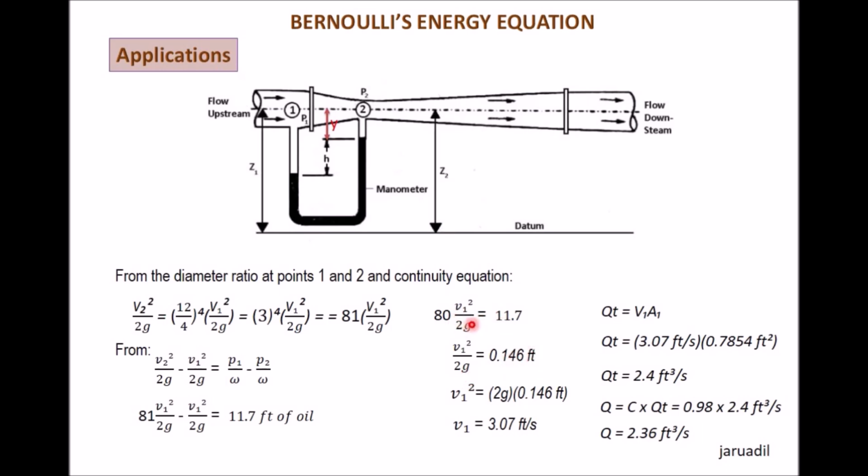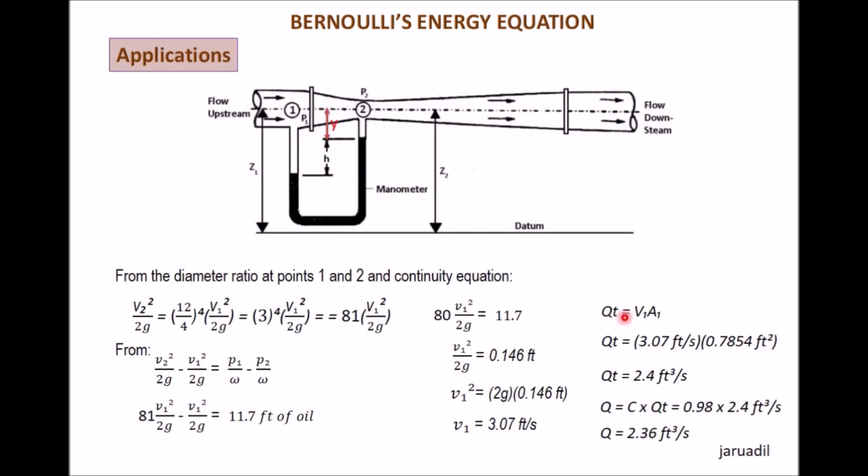So, knowing g is equal to 32.2. So, we have here v1 is equal to 3.07 feet per second. So, tatandaan nyo itong g. Value of g in English units, 32.2 feet per second squared.